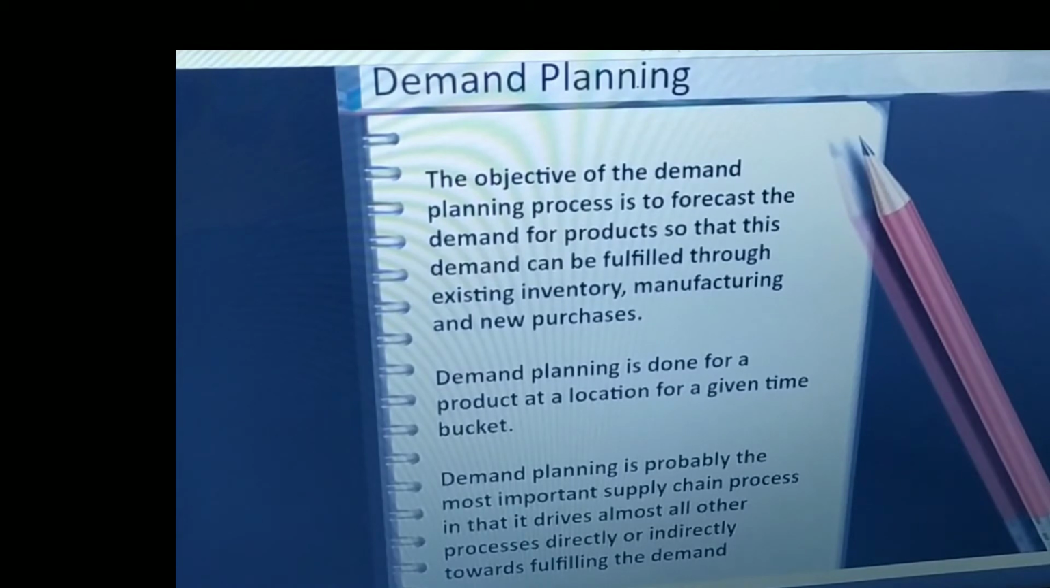Demand planning is probably the most important supply chain process, in that it drives almost all other processes directly or indirectly towards fulfilling the demand. So demand planning is the most important process. It drives almost all the processes directly or indirectly.